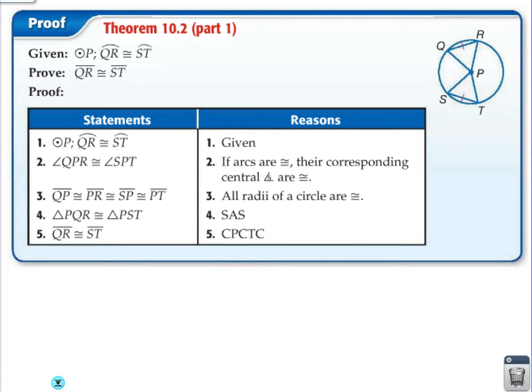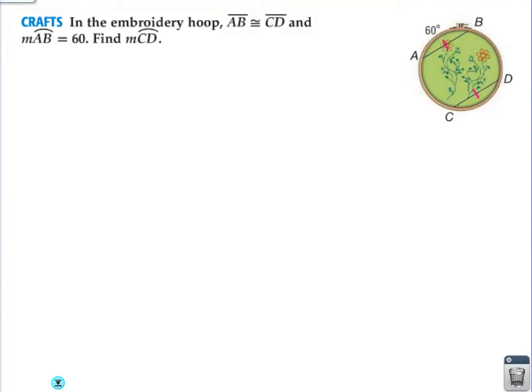I think that I kind of explained that beforehand, so we'll just skip over that. So here we go, all you embroidery fans. In your embroidery hoop here, AB and CD are congruent. AB is a 60-degree arc. CD is a 60-degree arc. That's pretty easy, right? If you have congruent chords, you will have congruent arcs. Think about it. Watch this, guys. Draw a chord.